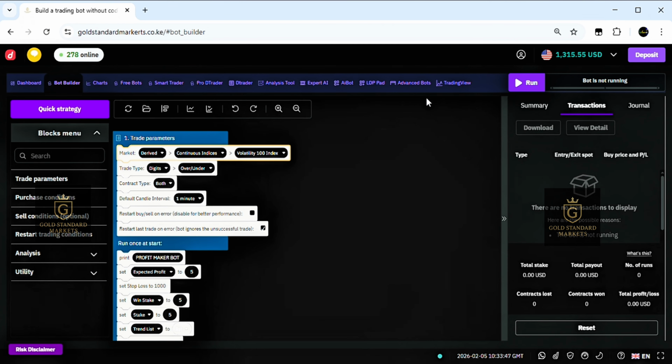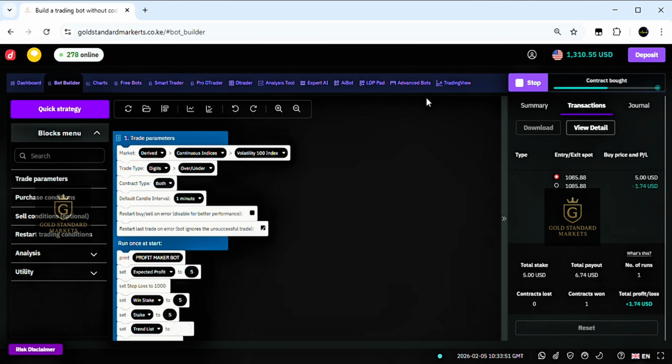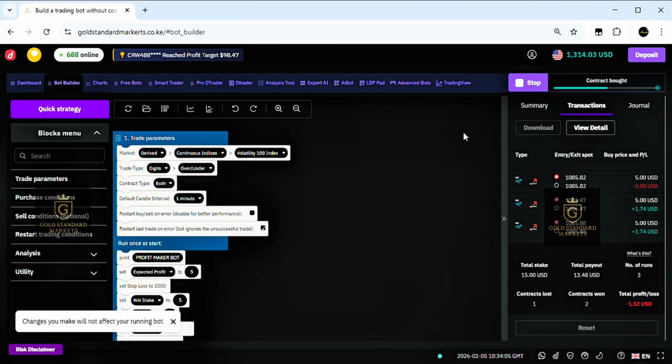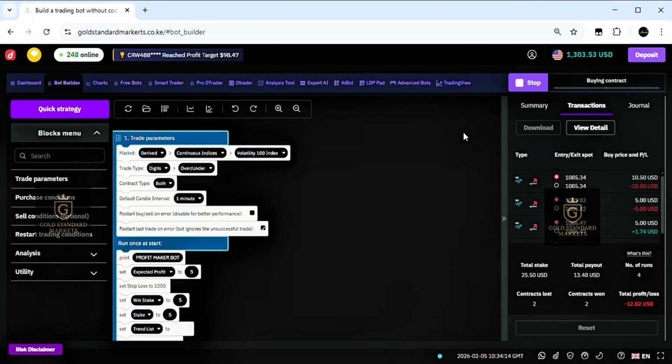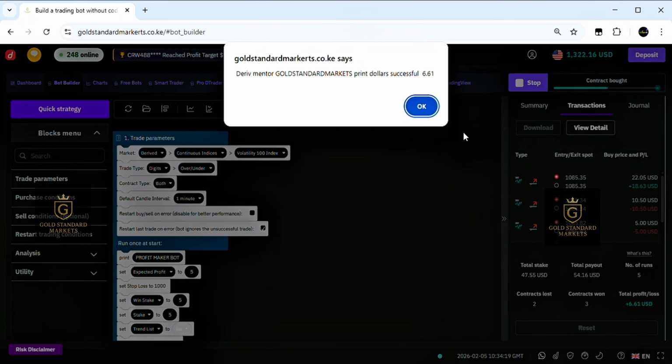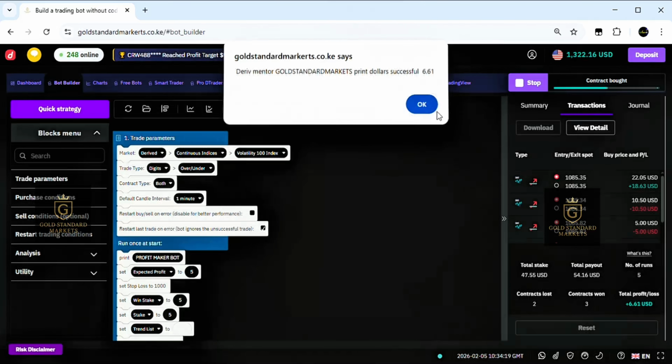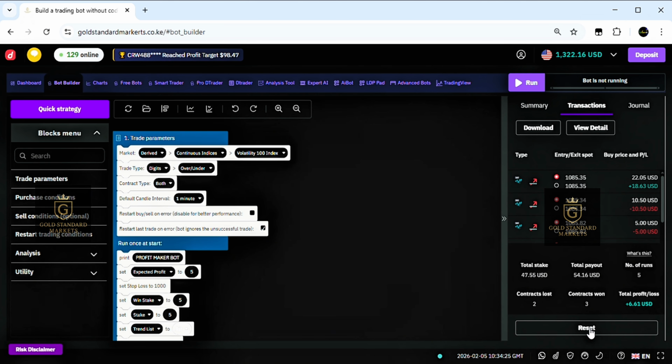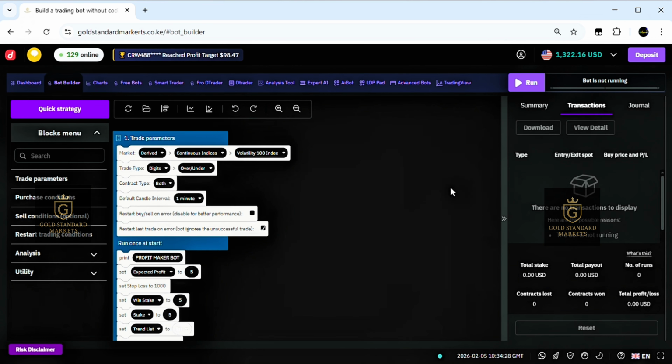Now you can see here what the bot does is that it generates $5 per session, and each session lasts less than 10 seconds. In less than 10 seconds we are done with one session. You can see that one more profitable run now. Let's get a win, and then this session is over. So in less than 10 seconds, you can see that we are already done with it. It already gave us a profit of $6 on this first session. So that is how we do it. You reset, and then we go again.